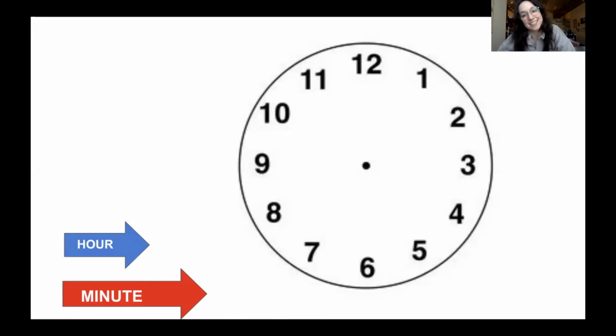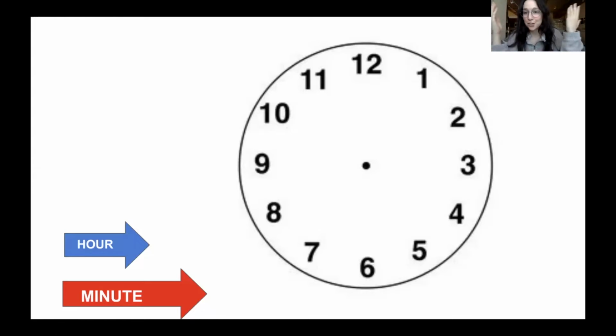Miss Schwartz here. Today we are doing a math activity. And we're going to go ahead and jump right in because the activity we're going to do today is super fun. And I want to make sure that you guys can get straight to it. So here I have a clock.